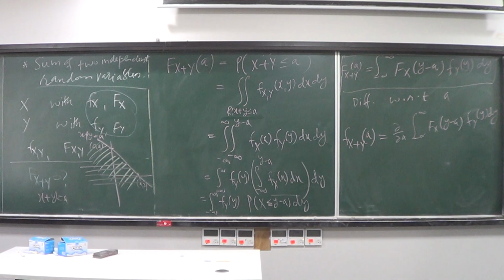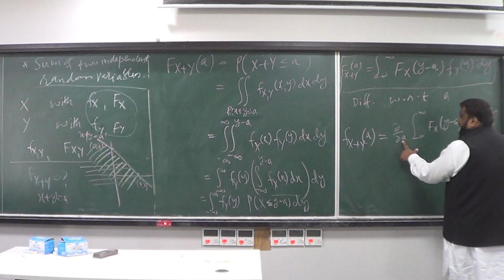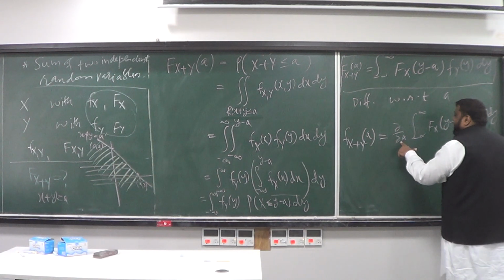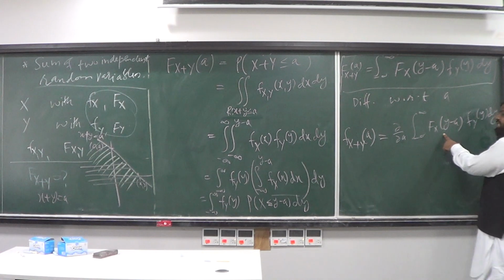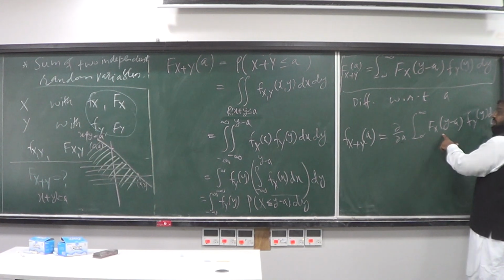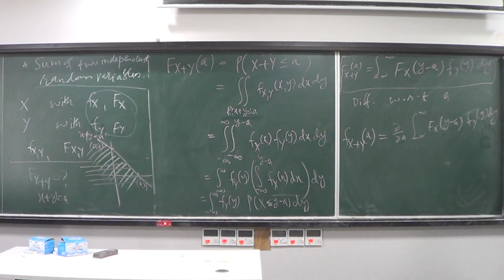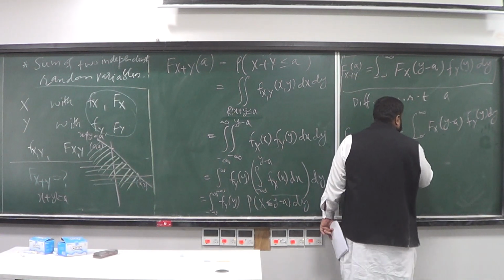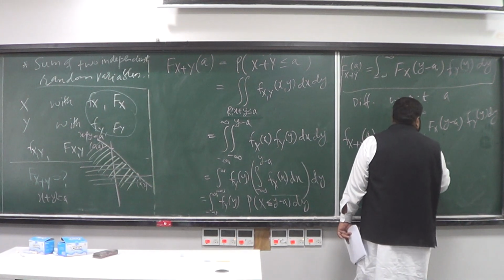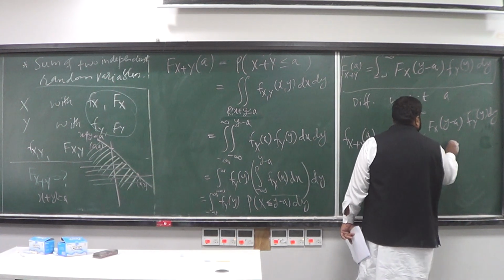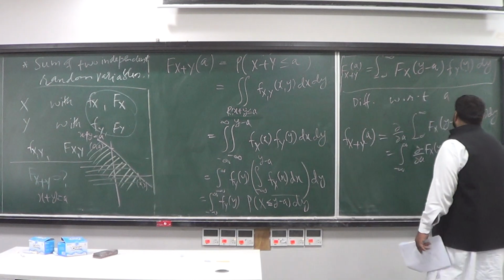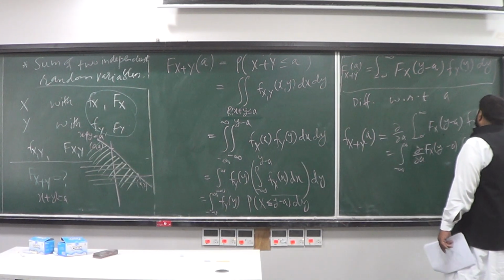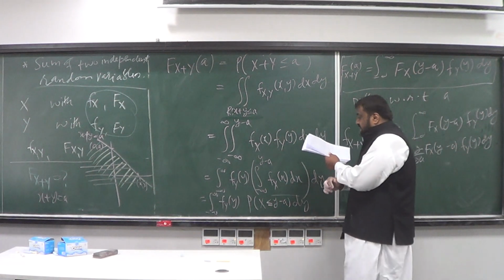Now, the integral is with respect to y, and this derivative is with respect to a. So what you can do is take this derivative and pull it inside. If you wish, you can take this inside and do the differentiation under the integral sign. So you do the partial derivative with respect to a of Fx of y minus a, fy of y, dy, and you're going to get the expression.